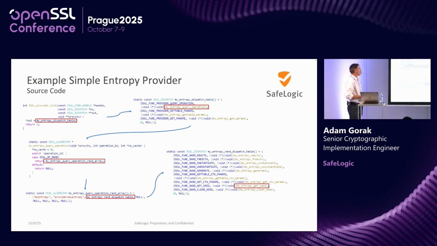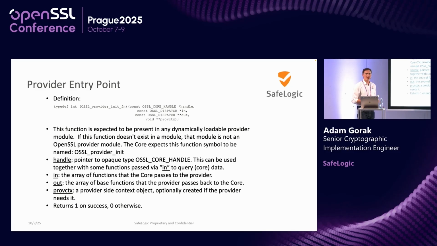The query function also returns a reference to the algorithm table, and in the algorithm table, we have the algorithm name, algorithm properties, and a reference to the algorithm dispatch table. And this table is the actual definition of the concrete functions that implement a particular operation. In our case, it's a seed operation. And we are interested in the get entropy function, get seed function in this case, because this simple provider is going to provide a kind of entropy.